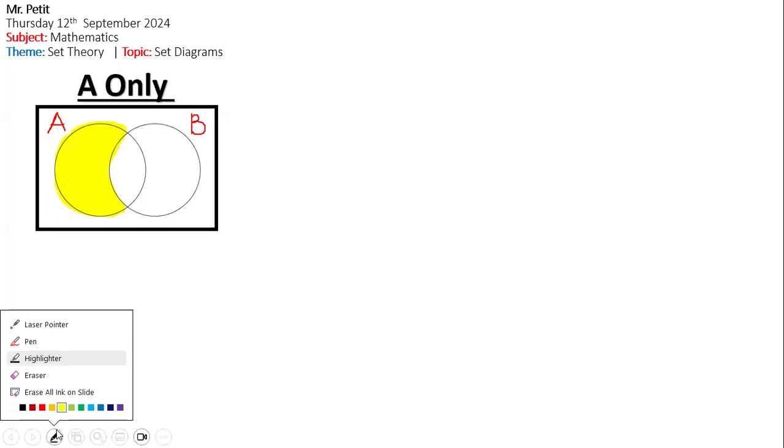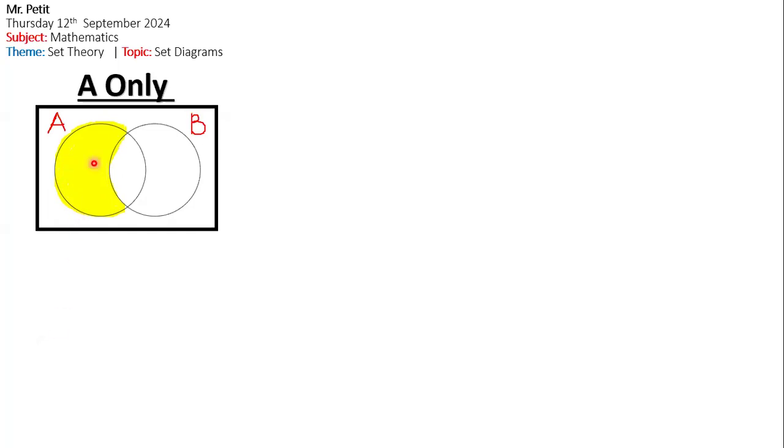So what's very important, what should we notice? When we're shading A only, we do not shade the intersection. Let me repeat. When we're shading A only, we do not include the intersection because the intersection also has B in it. So you do not include the intersection, and you do not include any of B, only A. All right, let me know if y'all understand that so far. Yes, sir. All right, good.